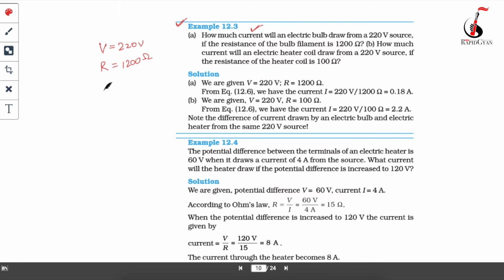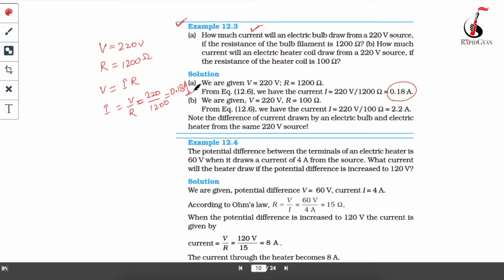So what's the formula? According to Ohm's law, V is equal to I times R. So what will be the value of I? I will become V upon R. What's the value of V? The value of V is 220 upon 1200. If you divide 220 upon 1200, you will get 0.18 ampere. Write the unit at the end of the answer.